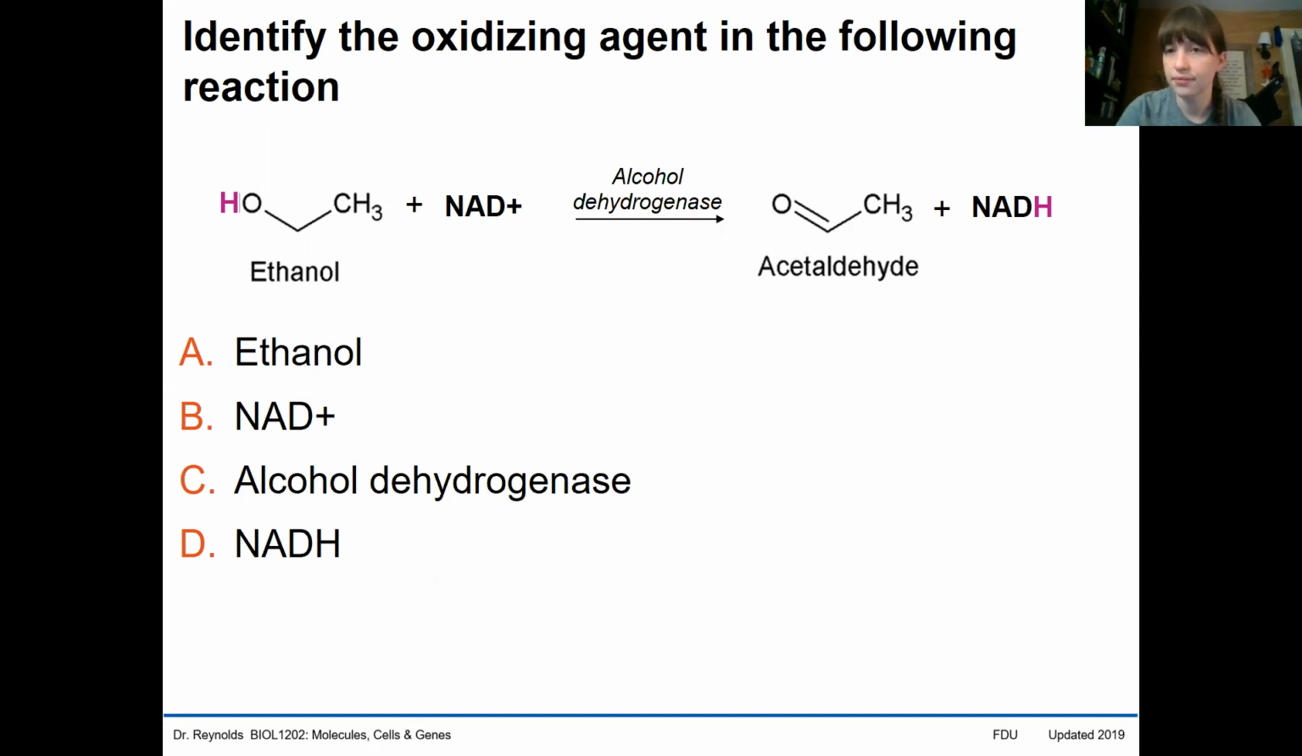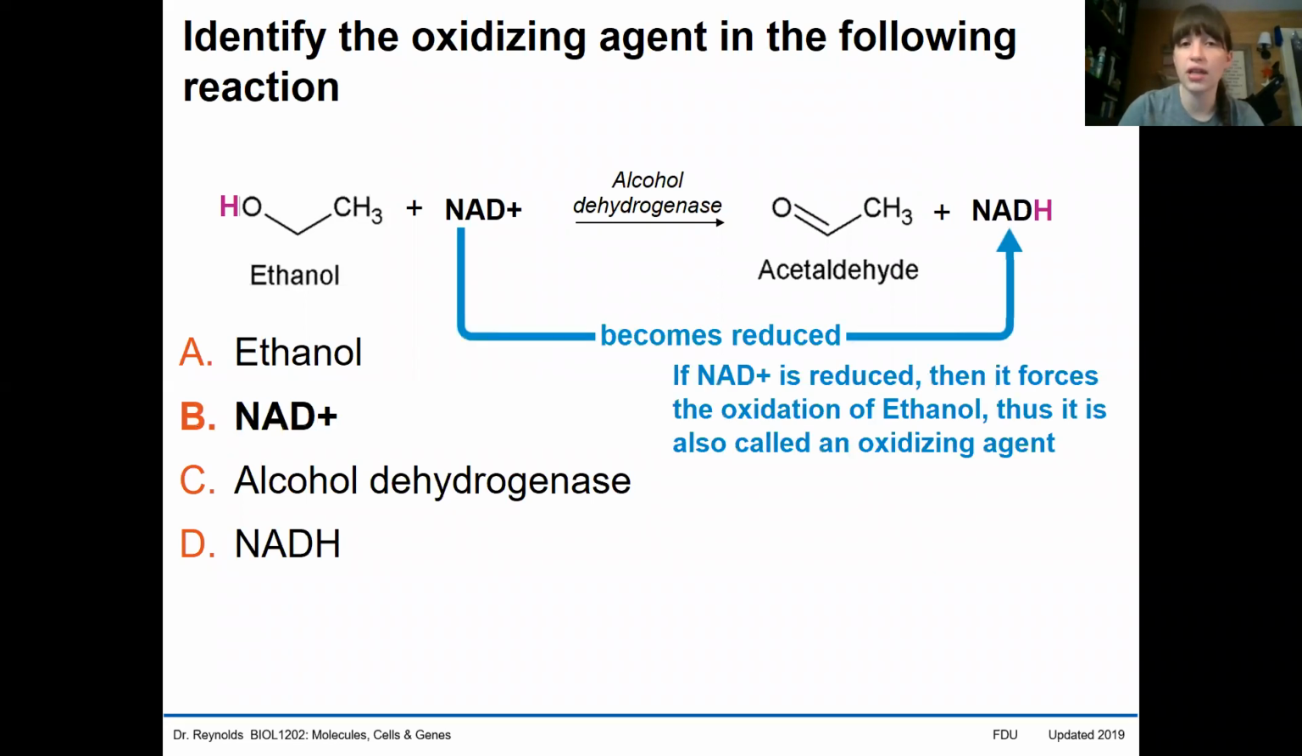Well, oxidizing agents are going to be agents that force the oxidation of something else. Remember that oxidation is the loss of electrons. So if you're going to force something else to become oxidized, you need to become reduced. They lose electrons and you gain electrons. So oxidizing agents become reduced. In this reaction, NAD+ is going to be the molecule that gets reduced, and so this is also going to be the oxidizing agent.